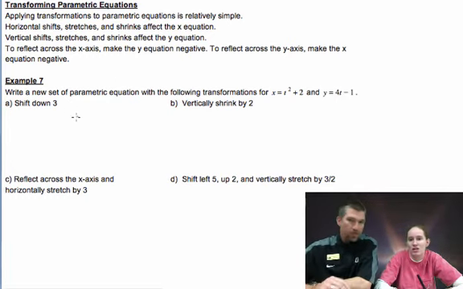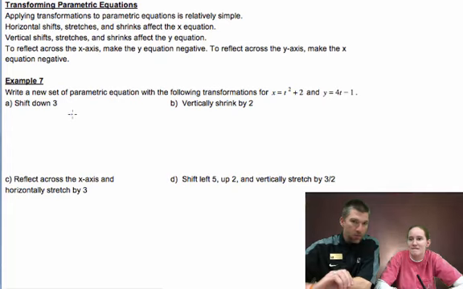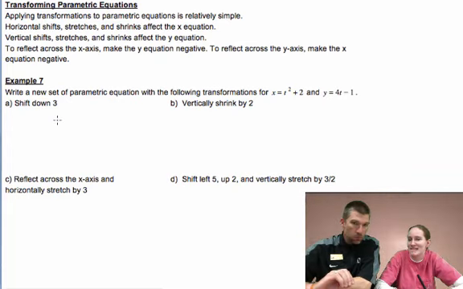I mean, if you slow the brain down and think, it should make sense.